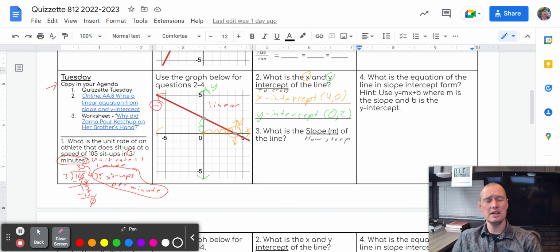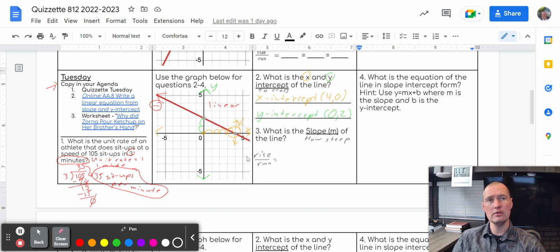Now, let's say you're taking a nice hike up a mountain. A mountain hike could be very steep, and when that happens, the slope will be a larger number. So the larger the number of the slope, the steeper it will be. All right, so when we're talking about slope, we are talking about rise over run.